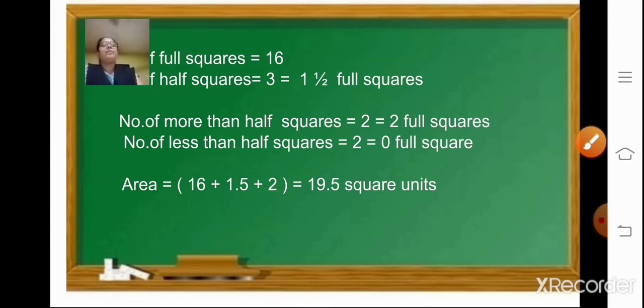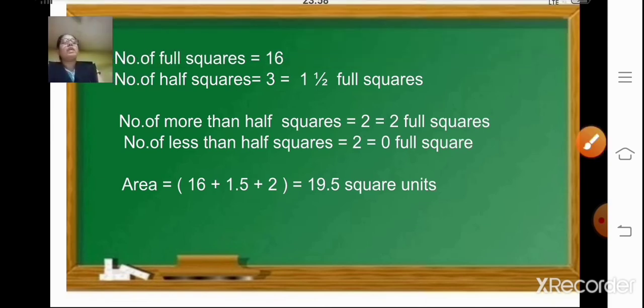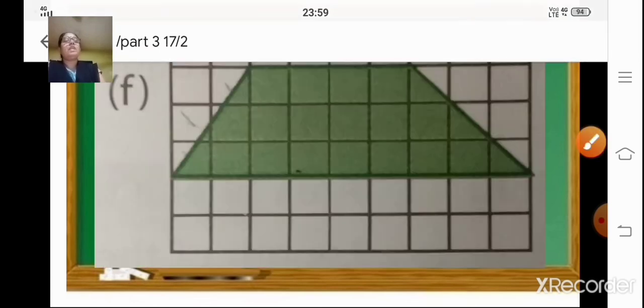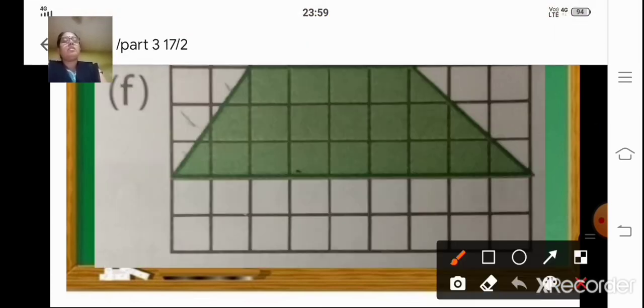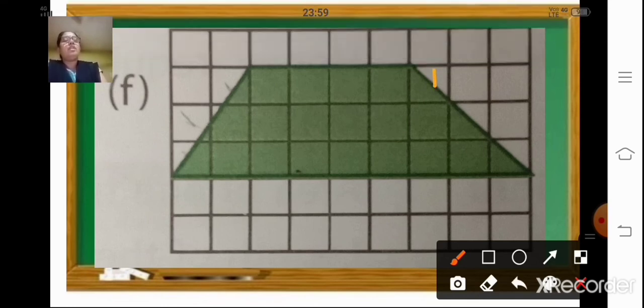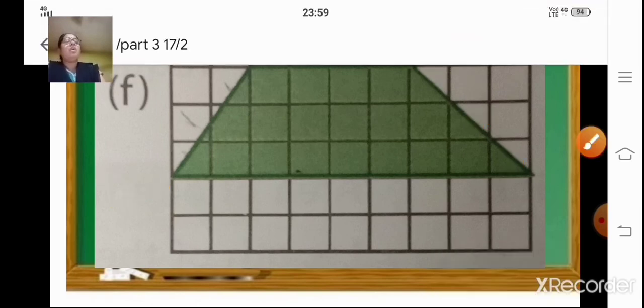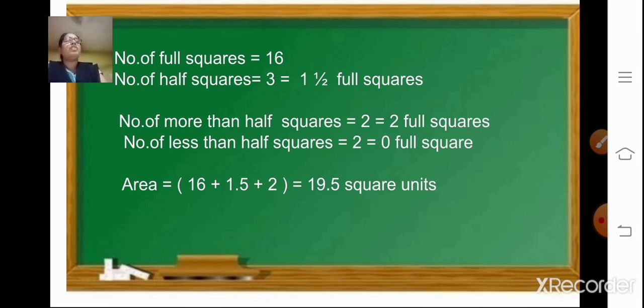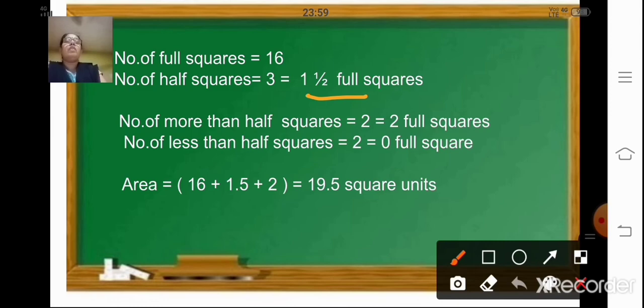Yes, just have a look. Number of full squares covered is 16 and number of half squares is 3. Let us see the figure again. Yes, half squares is 3. Which are the three squares which cover half here? 1, 2 and 3. So 3 half squares, that means this half and this half will make 1 and here half again. So it is 1.5 squares. Yes, number of half squares is 3, which comes to 1.5 full squares.